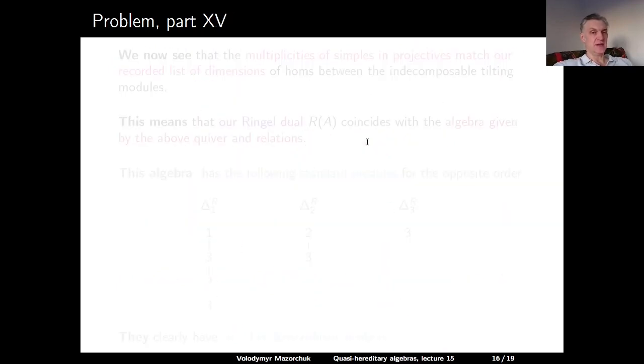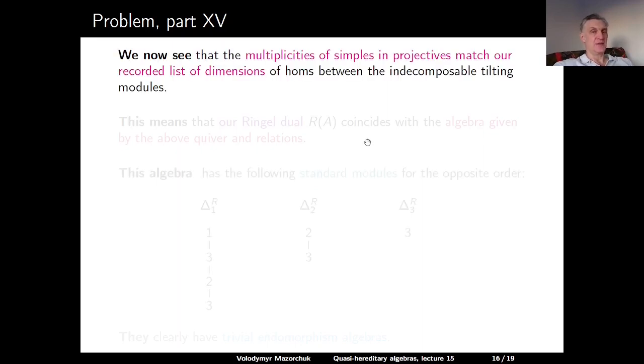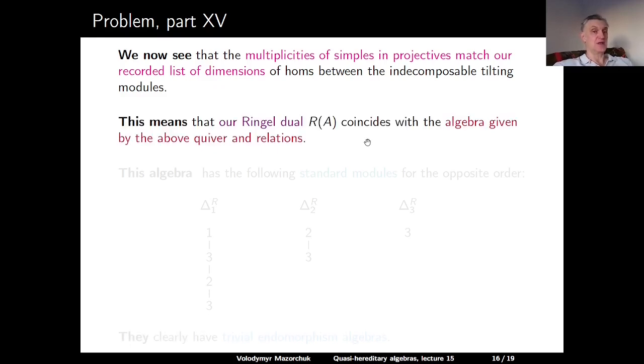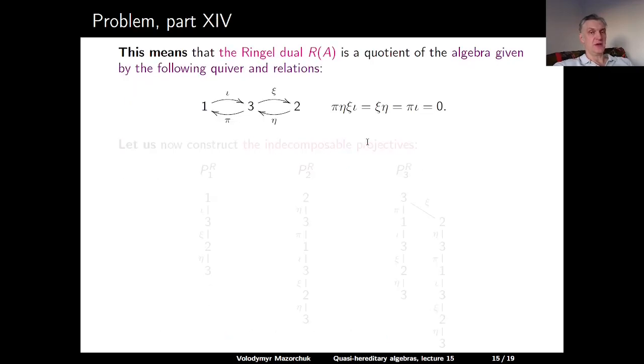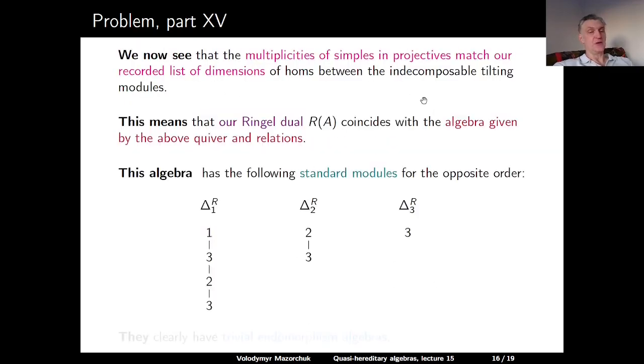This means exactly that the multiplicities of simples in projectives match our recorded multiplicities of dimensions of Hom spaces, so the Cartan matrix of our algebra, and this means that our Ringel dual coincides with the algebra given by this quiver and these relations. We can also see from our pictures of projective modules the following standard modules for this algebra with respect to the opposite of the natural order.